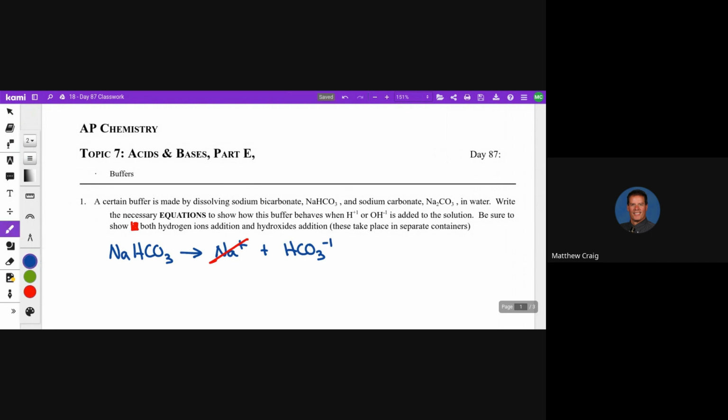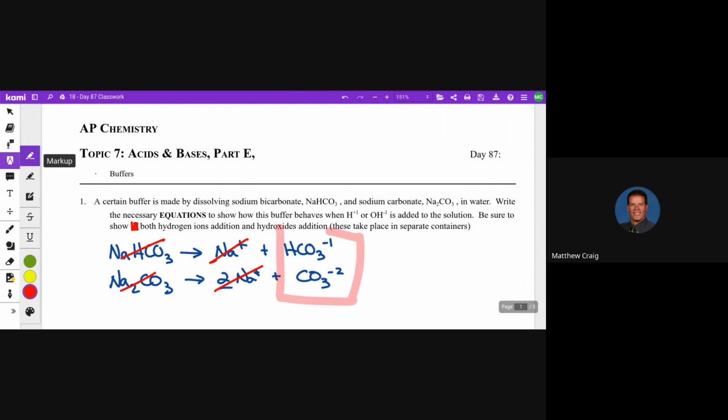And then we have sodium carbonate, which is Na2CO3, and it will dissociate into two sodium ions and also carbonate. So again, the sodium will do nothing. These two salts, like I said earlier, all the salts that we're dealing with right now are strong salts, so they will dissociate 100%. So what that leaves us with is these two ions, and hopefully you're recognizing that there is a common ion in this. And that's what we want to use for our buffer.